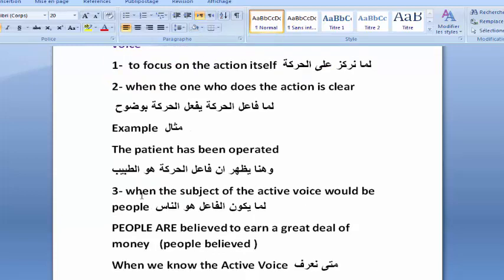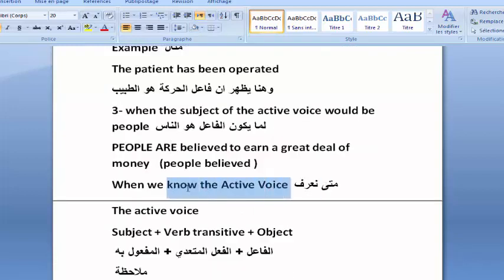ثالث حاجة واللي هي when the subject of the verb will be people يعني كي يكون الفاعل هو الناس people. نقدروا نقولوا he is believed to earn a great deal of money، ولا people are believed. يعني كي نقولوا plural يعني جمع نقولوا people are. بس كي يكون مفرد نقولوا he is ولا محمد is believed ولا أحمد is. بس كي يكون جمع كي نقولوا friends أصدقاء، العائلات، الإخوة، أولاد العم، الجدات، الأجداد، هنا نديروهم are. هذا هو.